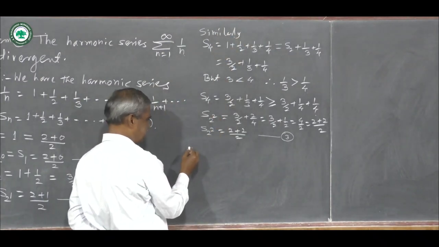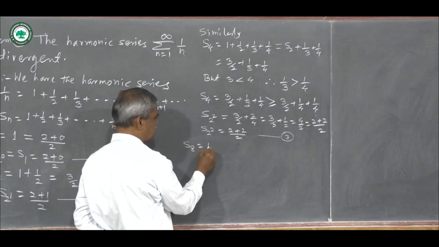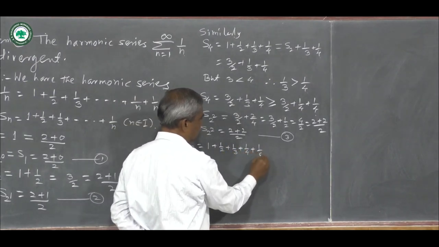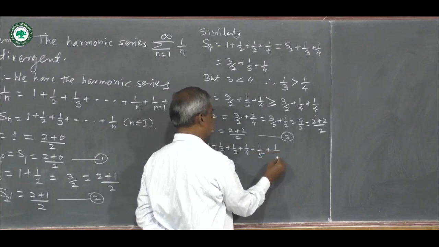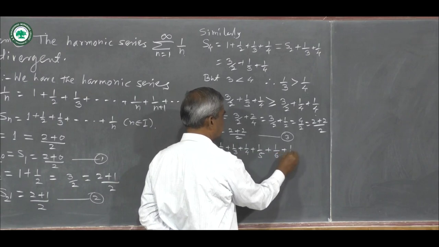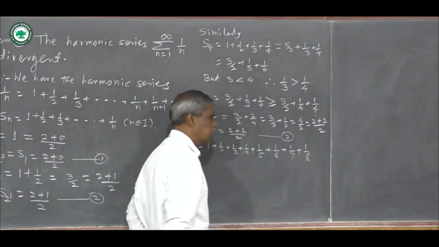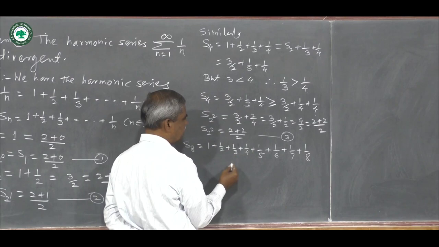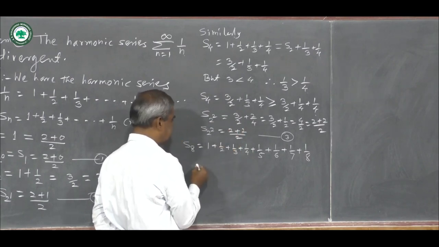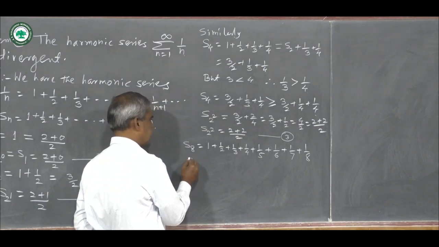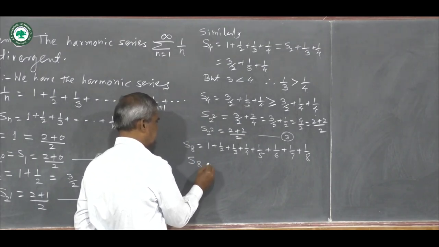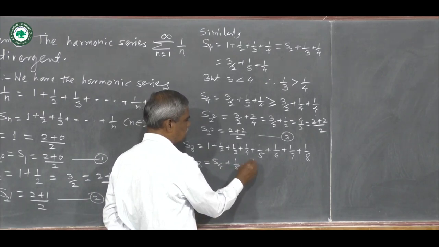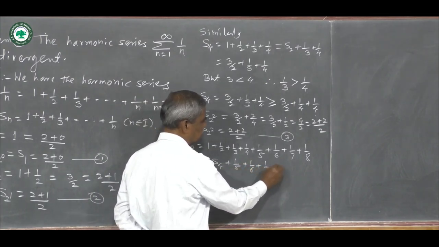We write S suffix 8 is equal to 1 plus 1 by 2 plus 1 by 3 plus 1 by 4 plus 1 by 5 plus 1 by 6 plus 1 by 7 plus 1 by 8. The sum of the first 4 terms is S4, and S4 is equal to 2 actually. So S suffix 8 is equal to S suffix 4 plus 1 by 5 plus 1 by 6 plus 1 by 7 plus 1 by 8.